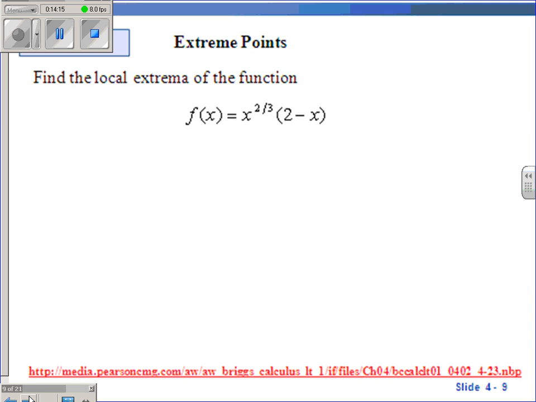Okay, I want to find the local extremum of this function. First, we need to find the derivative, f prime of x. Using the product rule, we're going to have x to the 2/3 times the derivative of 2 minus x, which is -1, plus 2 minus x times the derivative of x to the 2/3, which is 2/3 x to the -1/3.